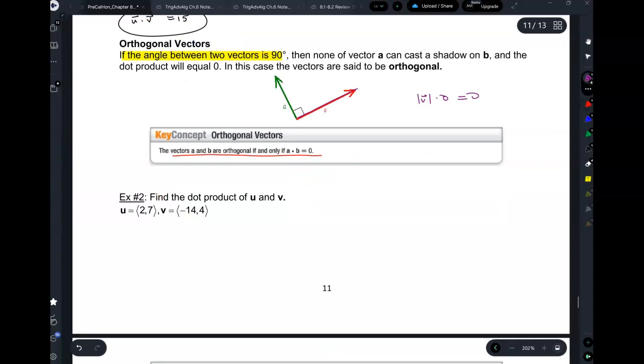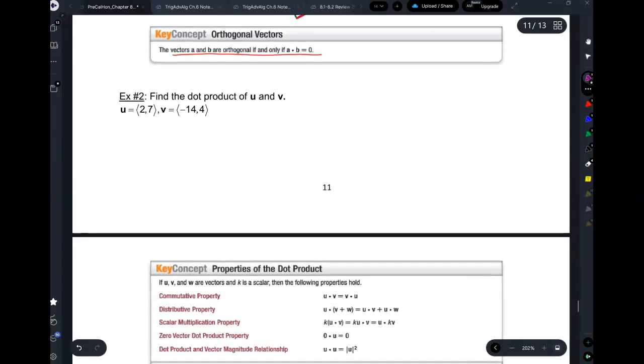Because it's the magnitude of the red times the magnitude of the component of the green onto the red. Okay, so find the dot product of U and V. Here, dot product U dot V. And that dot is the multiplication dot, right? Don't ever omit that dot. You don't just do UV. So this will be 2 times negative 14 plus 7 times 4. Wouldn't you know it? That's 0. So U and V are orthogonal.